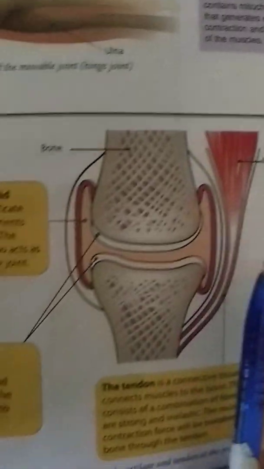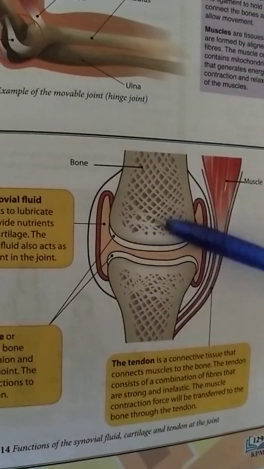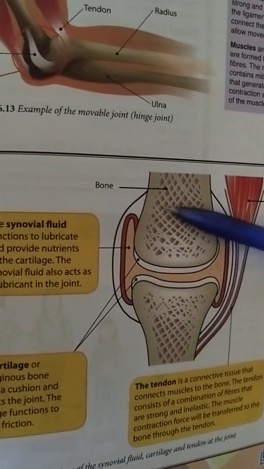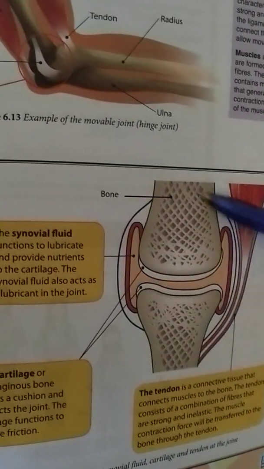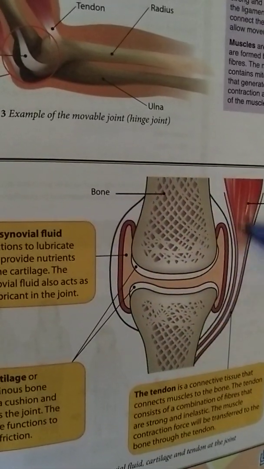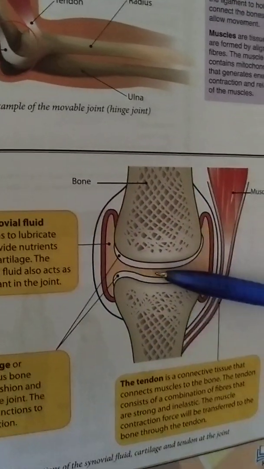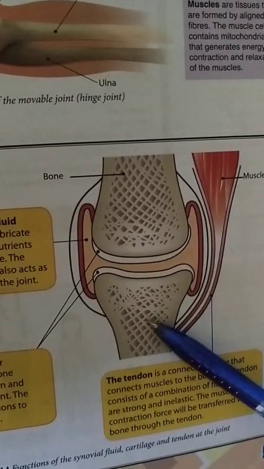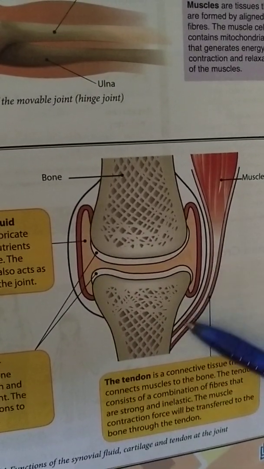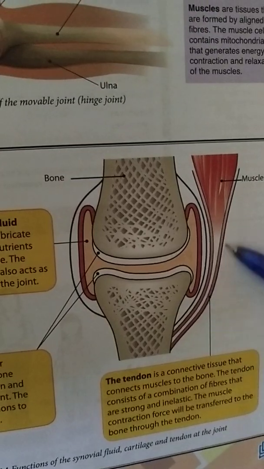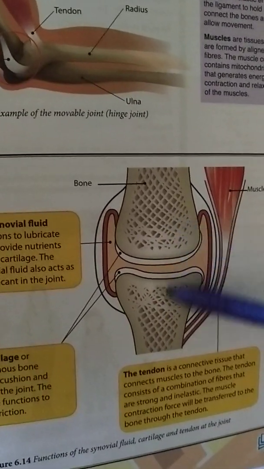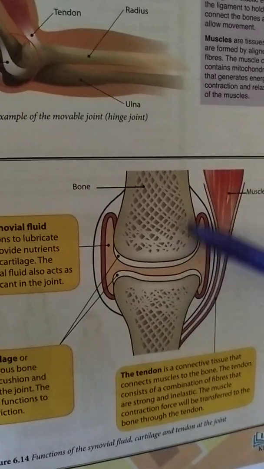Okay, now what is cartilage? Remember, there are two bones here. So this place is known as a joint because this is the place where both bones meet together. So this entire thing is called a joint. This is the muscle, but can you see this muscle is connected to the bone? How is it connected? This white color is called the tendon. Okay?